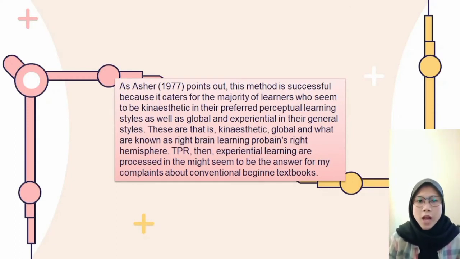he points out this method is successful because it caters for the majority of learners who seem to be kinesthetic in their preferred perceptual learning style, as well as global and experiential in their general style. This kinesthetic, global, and what are known as right-brain learning, processed in the right hemisphere, TPR and experiential learning seem to be the answer for my complaints about conventional beginner textbooks. However, it is only part of the answer.